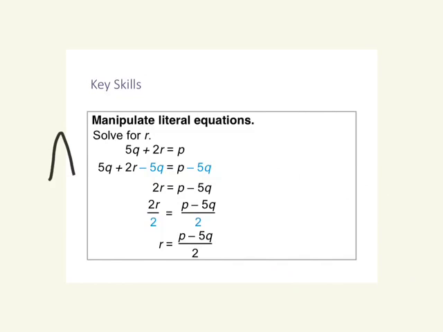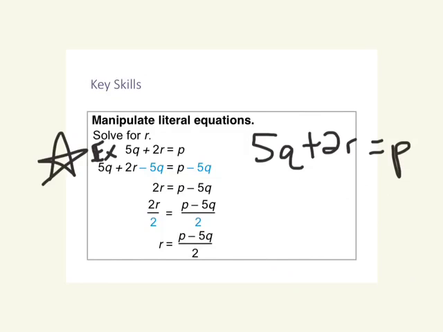So go ahead and write this in your notes. Example number 1. The directions here are to solve for r. When they say solve for r, they mean isolate r. So our goal here is going to be to take the equation 5q plus 2r is equal to p, and we're going to want to rewrite this so that the variable r is isolated.